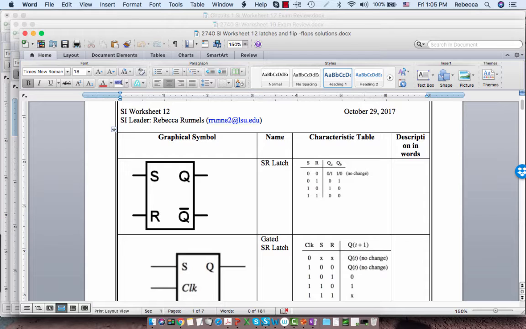If S is 0 and R is 1, that's a reset, and so Q should be 0. If S is 1 and R is 0, that's a set, and so Q should be 1. And for an SR latch, you want to avoid having both S and R 1, so that's forbidden, so don't do that. So that's an SR latch.